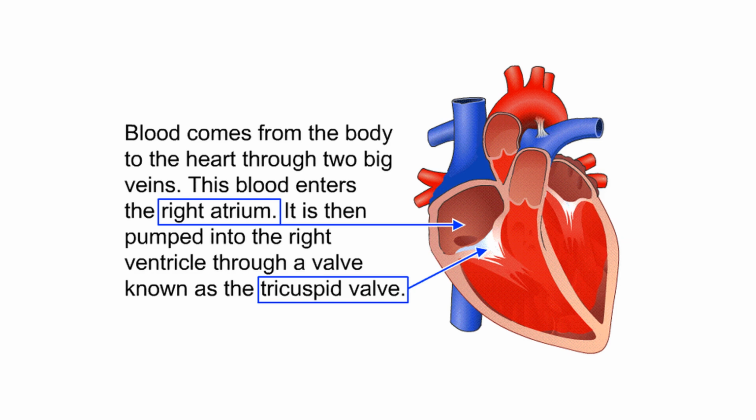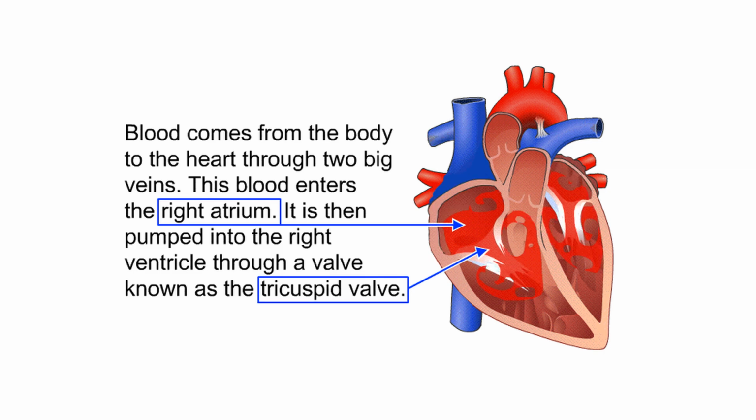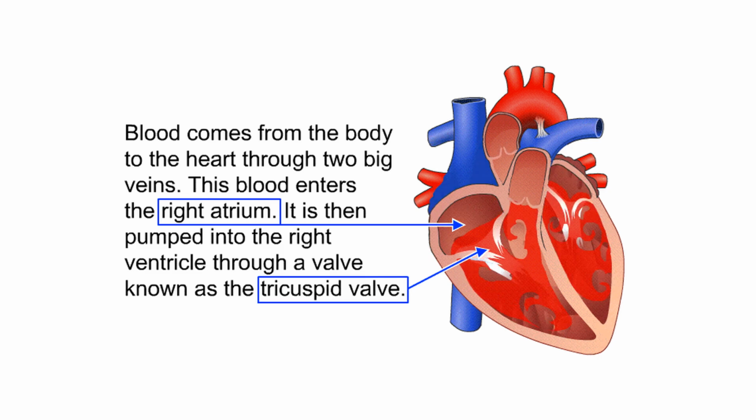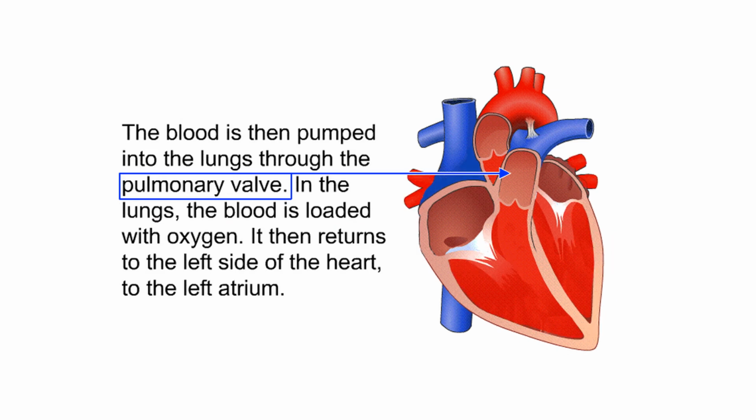Blood comes from the body to the heart through 2 big veins. This blood enters the right atrium. It is then pumped into the right ventricle through a valve known as the tricuspid valve. The blood is then pumped into the lungs through the pulmonary valve.